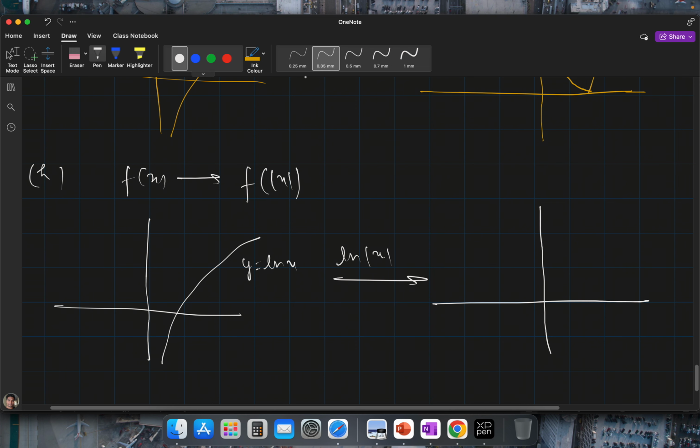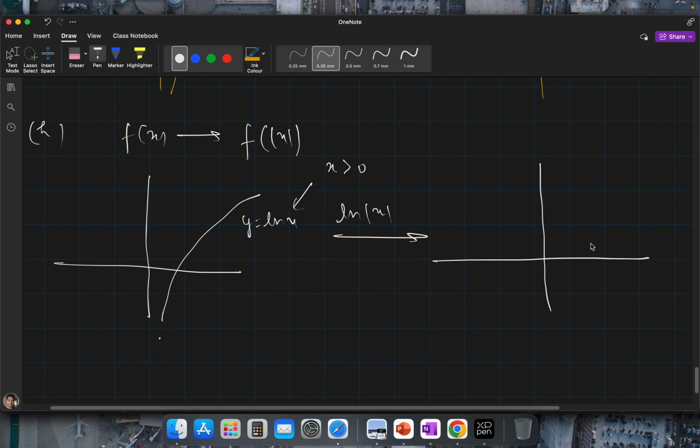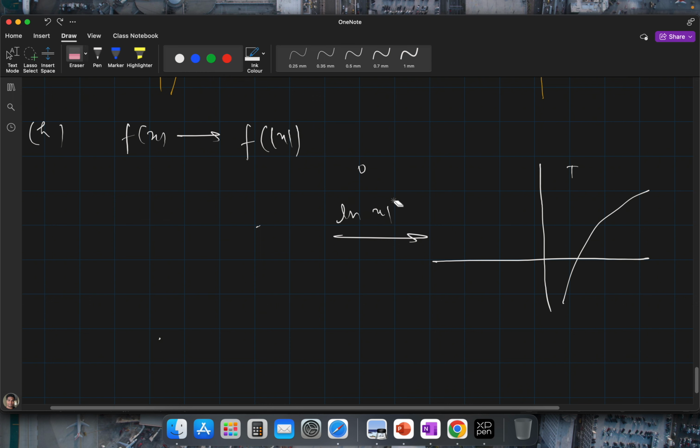Yes, you are right. In this case, the graph will remain the same, because here you can see that there is no such x where it can take negative values. x is by default always greater than 0, which means that there will be no transformation. So first I will erase this directly, because in this case there is no transformation.